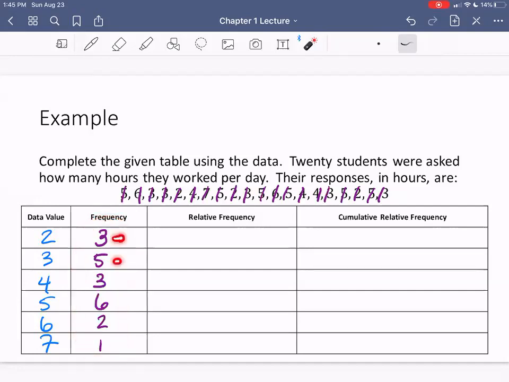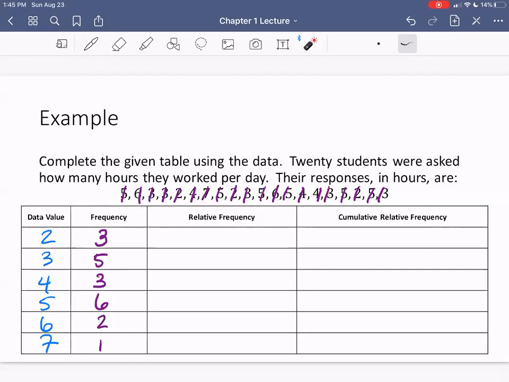So 3 plus 5 is 8. 8 plus 3 is 11. 11 plus 6 is 17. 17 plus 2 is 19. And 19 plus 1 is 20. So I know that all 20 values are here. And that's important before we move to anything else.